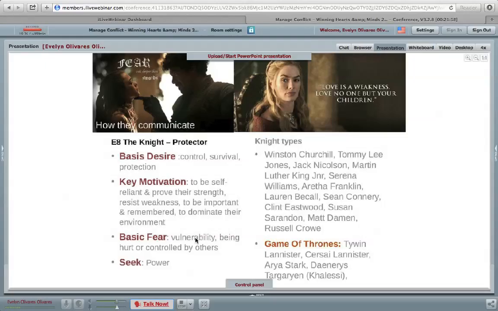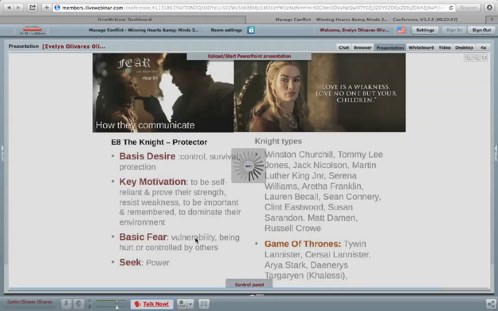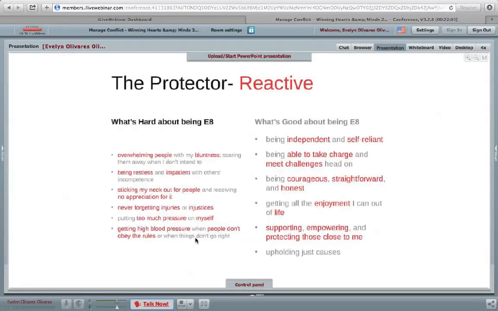If we look then at what's hard about being an 8, if you are not an 8 and you have been in conflict with an 8, please take a moment here to step into their shoes. Feel where they come from. See through their eyes and listen to what's being said here. What's hard about being an 8 is they're overwhelming people with their bluntness. They're scaring them away, and they don't intend to.